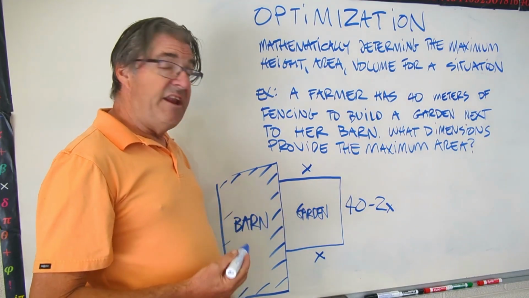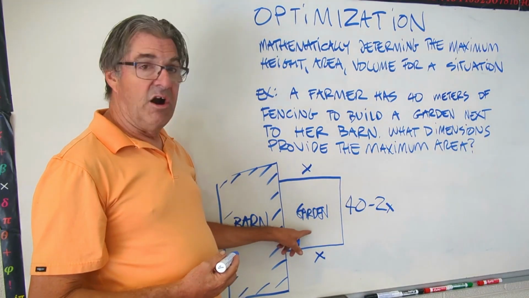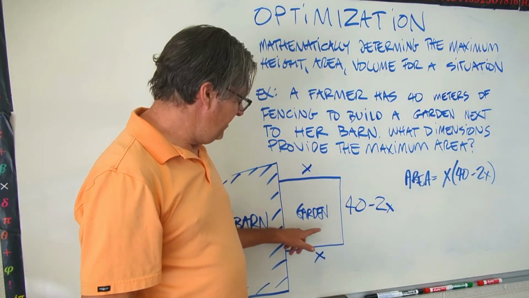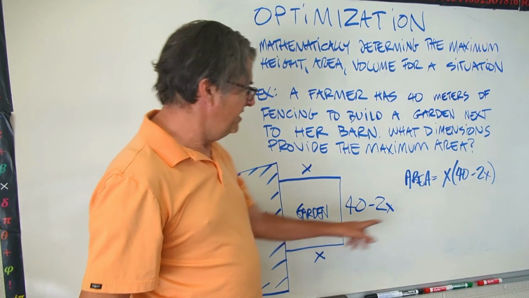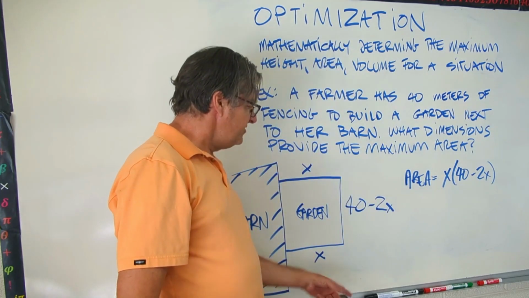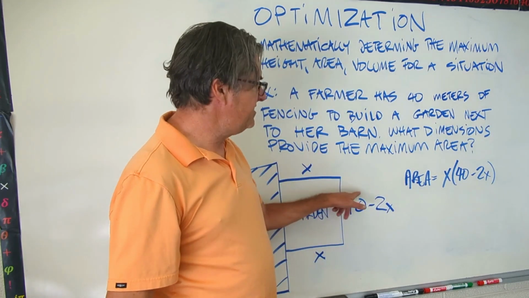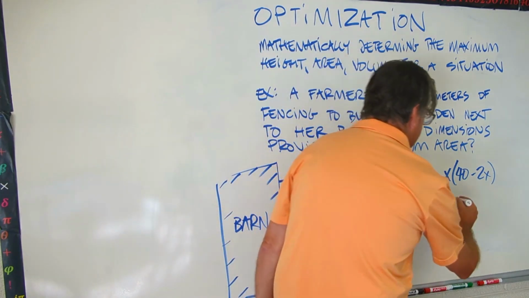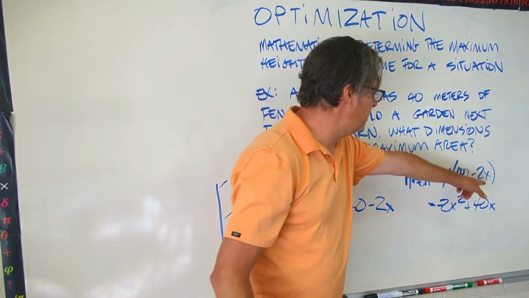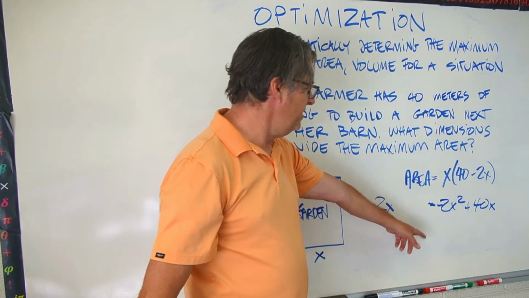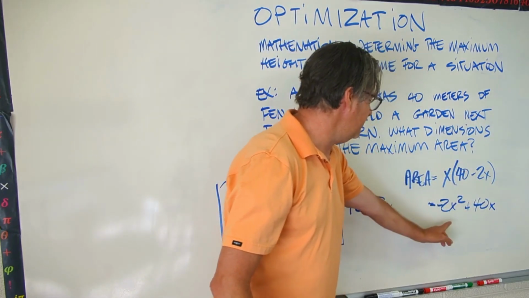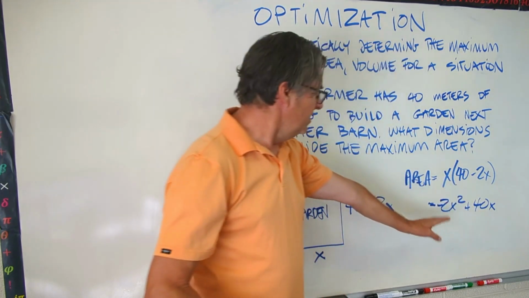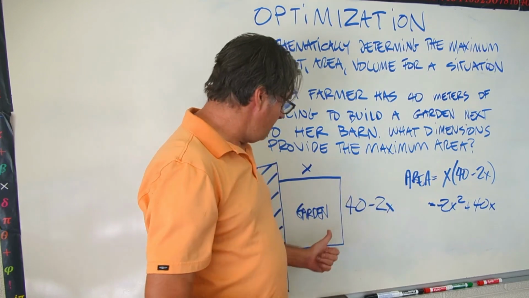So now write an area equation for the garden, because that's what we're trying to maximize. Okay, pretty straightforward. The area of the garden is going to be x, this dimension, times 40 minus 2x, that dimension. Now we can expand this here, and we're going to get a quadratic. So here's what I got. I just did my distributive property, and I rearranged the equation a little bit. So x times minus 2x is minus 2x squared, and then x times 40 is just 40x. So that's the area of my garden.